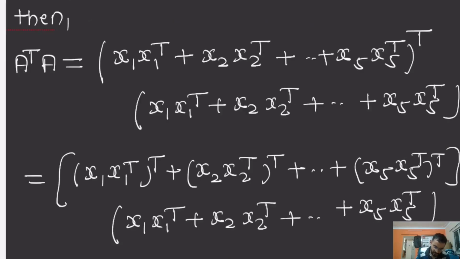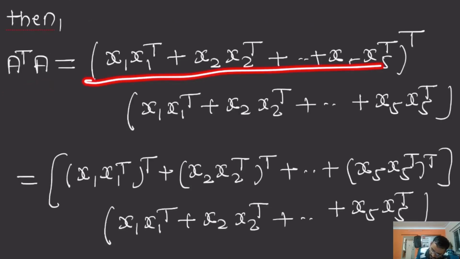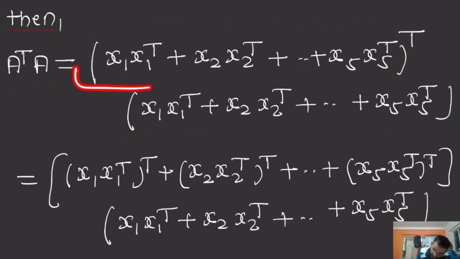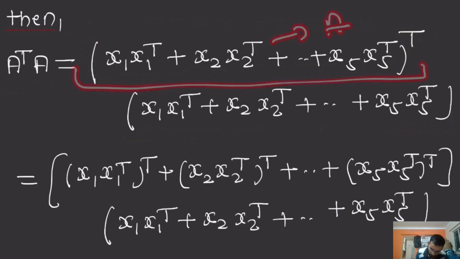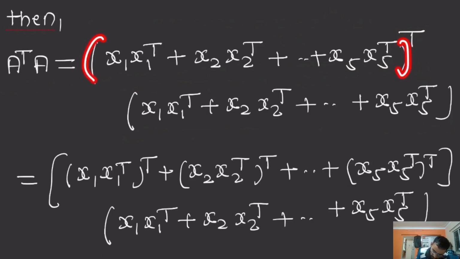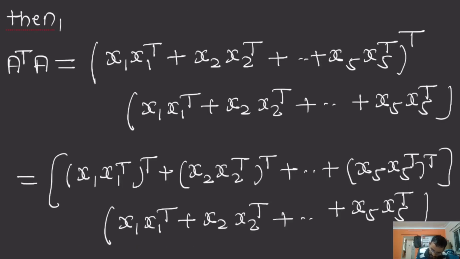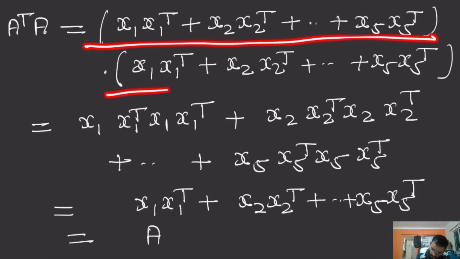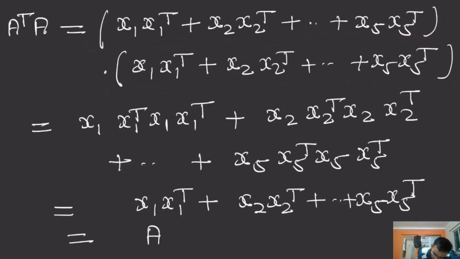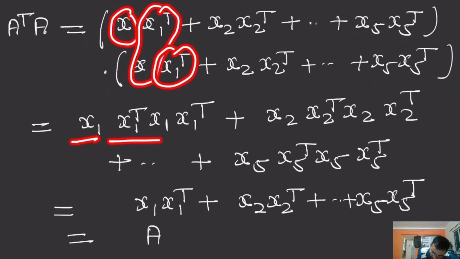So A transpose A is, we know, A transpose times A. But we know that A transpose is A. So if we open this, we get each individual term transpose, into A, and this is just equal to A, so A into A. If we open this term, what we get is x1 x1 transpose into x1 x1 transpose, so that we'll get x1 transpose x1 into x1 x1 transpose.